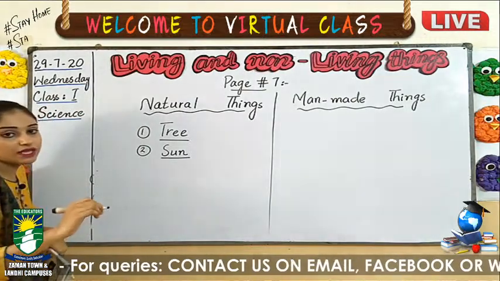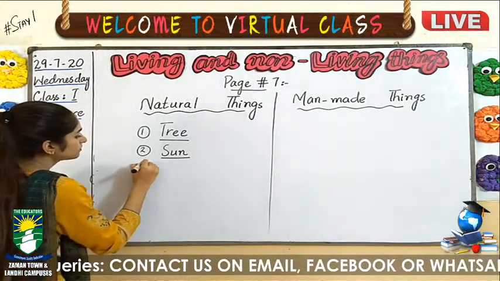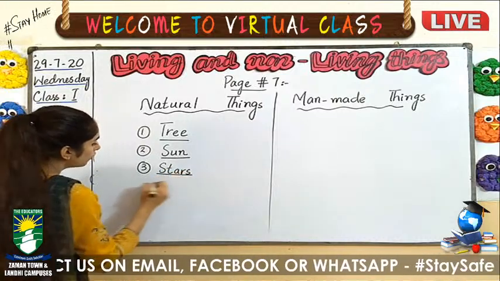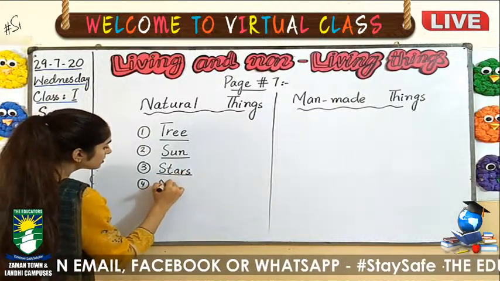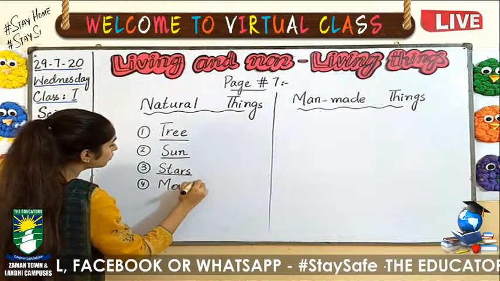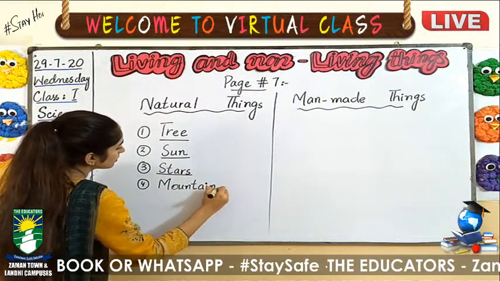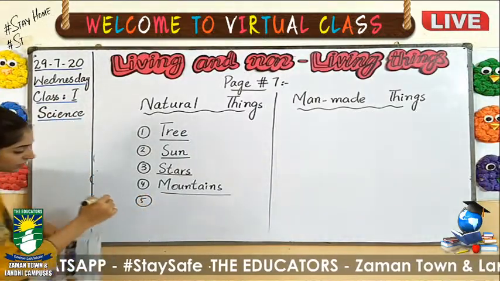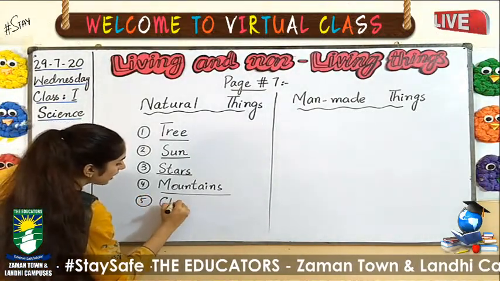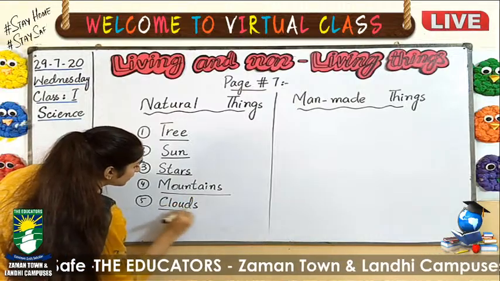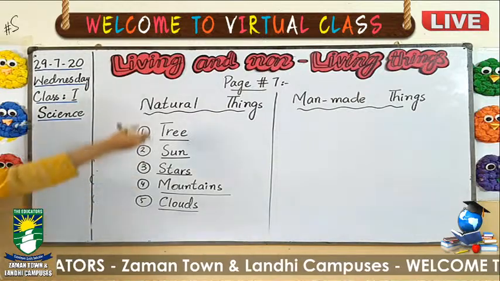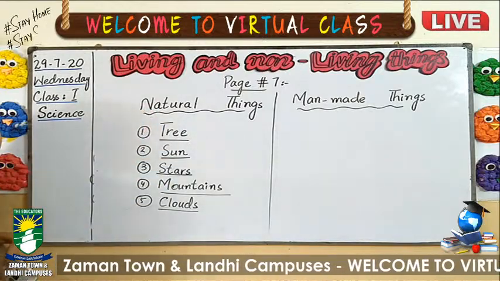We cannot make a sun. Number 3, stars. Number 4, mountains. Mountains are also natural things. And in the last, we can write clouds. Clouds are also natural things. They are made by nature. Do write these 5 names.